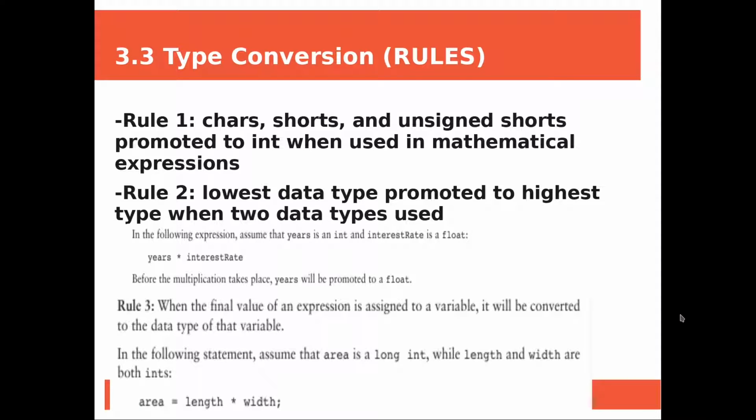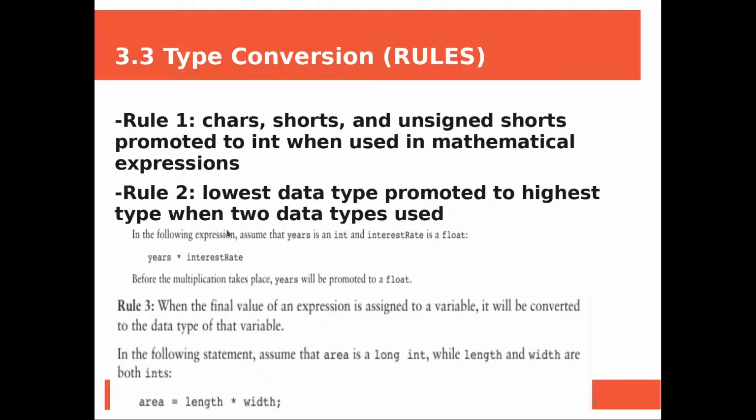Okay, there are 3 rules for these data types. The first rule, as you can see, is that characters, shorts, and unsigned shorts will be promoted to integers regardless of what you're doing, whenever some mathematical expression is involved. The second rule is that the lowest data type will be promoted to the highest data type when you are using 2 different data types together.